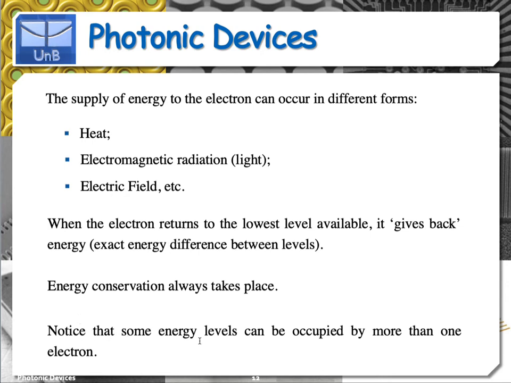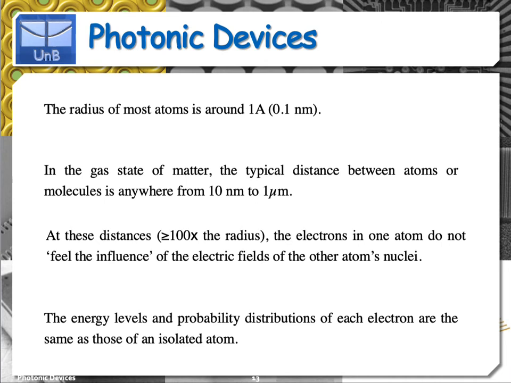Also notice that the energy levels can be occupied by more than one electron. Electrons with different spin angular momentum or orbital angular momentum can have the same energy and therefore occupy the same energy level. So what we've seen so far are the wave functions and energy values of isolated atoms. But this raises the question, what would happen if we were to consider a solid?